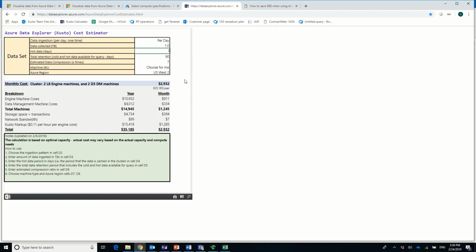Total retention also affects the price, but the effect is less significant. For example, if we go from 90 days of total retention to 60 days, we see that the monthly price changes in less than 100 USD.